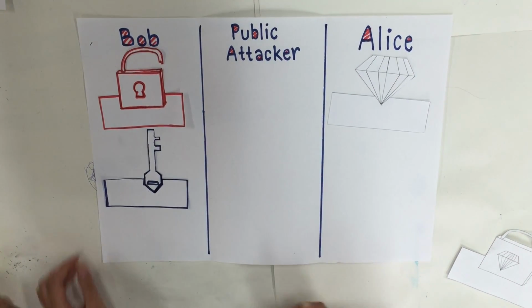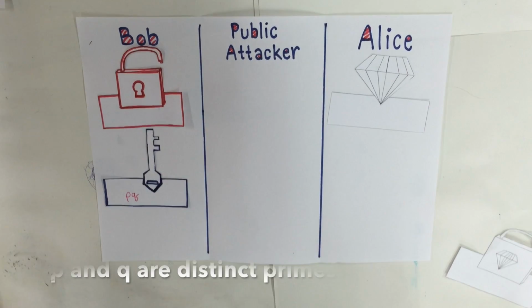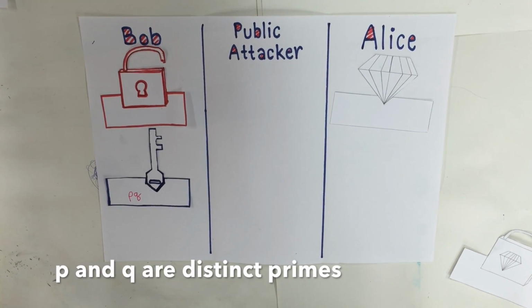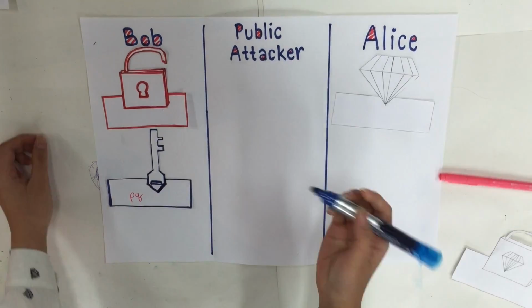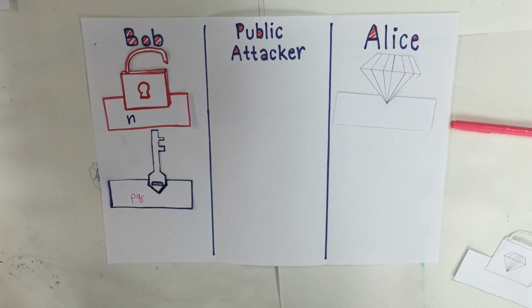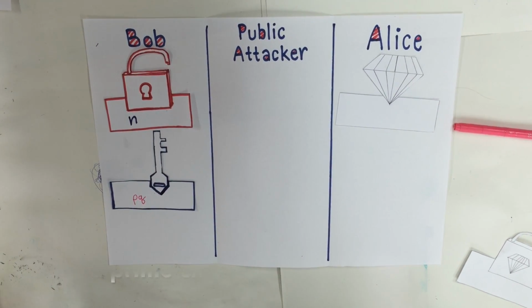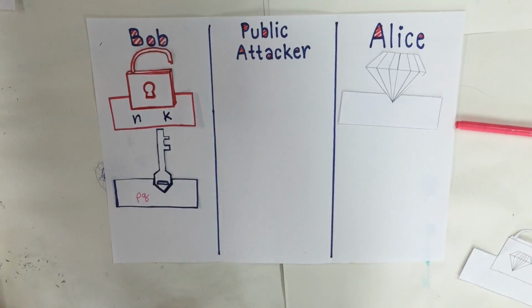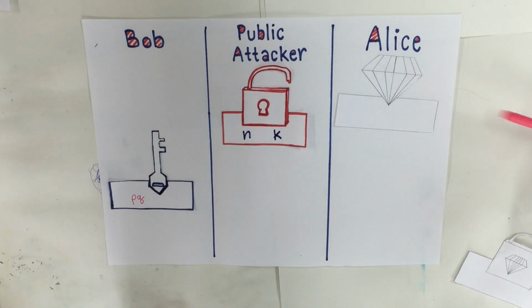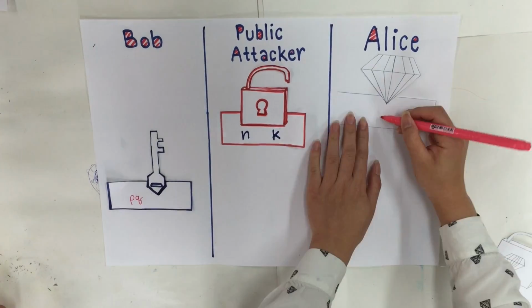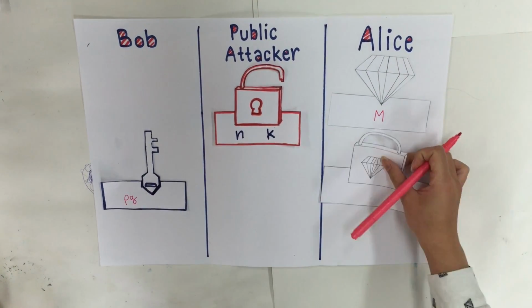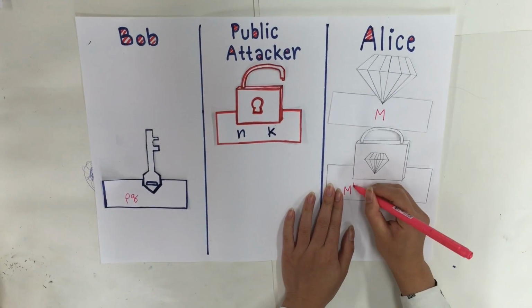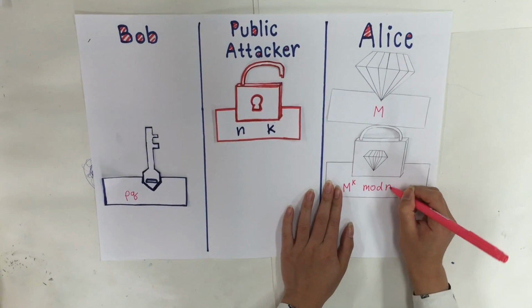So how do they do it mathematically? Bob first comes up with unique primes P and Q, which are only known to him. Multiplying these two numbers gives a public key N, and Bob also comes up with another prime number K. N and K are then made public, and Alice can use them to encrypt her message M. This is done by the equation m to the power of k mod n congruent to C.